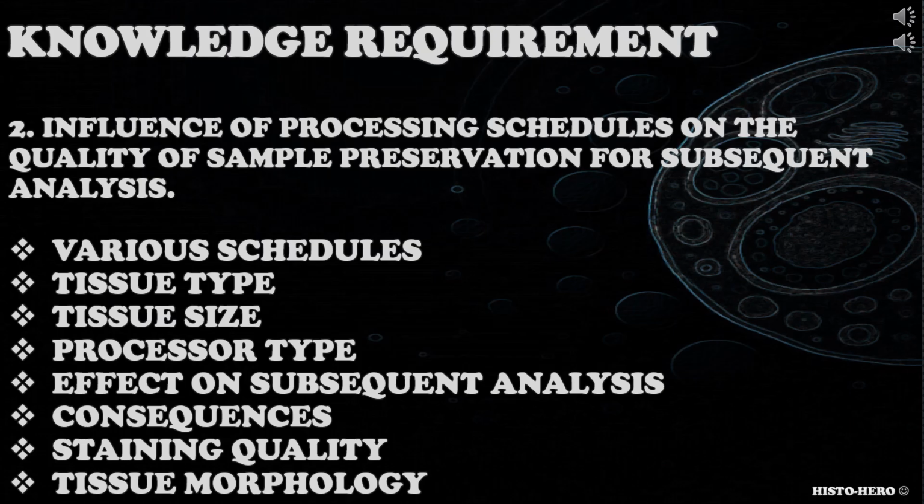When addressing this knowledge requirement, candidates should consider various processing schedules for various tissue types and sizes, various processor types like conventional, automated or microwave-assisted, effects of processing on subsequent analysis, staining quality, and tissue morphology, consequences of poor processing. For example, what would happen if biopsies were processed on the extended or fatty schedule, or if large fatty tissue samples were processed on a rapid schedule suitable only for small biopsies.